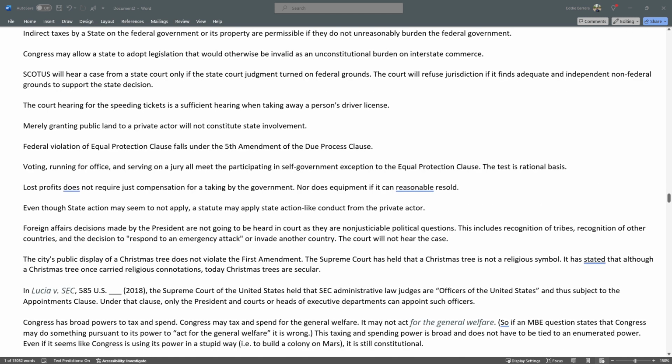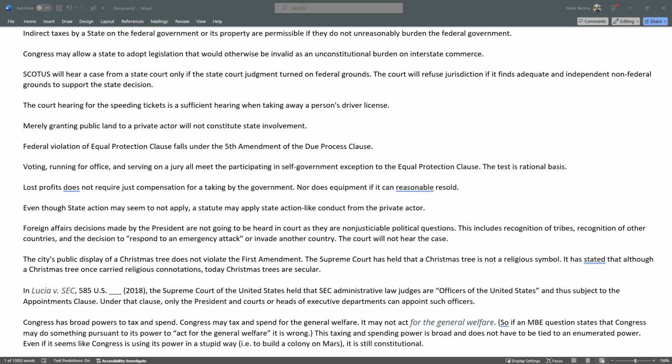Indirect taxes by a state on the federal government or its property are permissible if they do not unreasonably burden the federal government. Congress may allow a state to adopt legislation that would otherwise be invalid as an unconstitutional burden on interstate commerce. SCOTUS will hear a case from a state court only if the state court judgment turned on federal grounds. The court will refuse jurisdiction if it finds adequate and independent non-federal grounds to support the state decision.